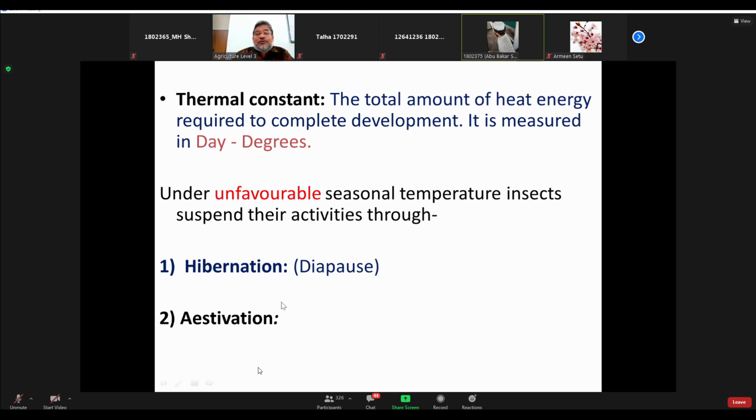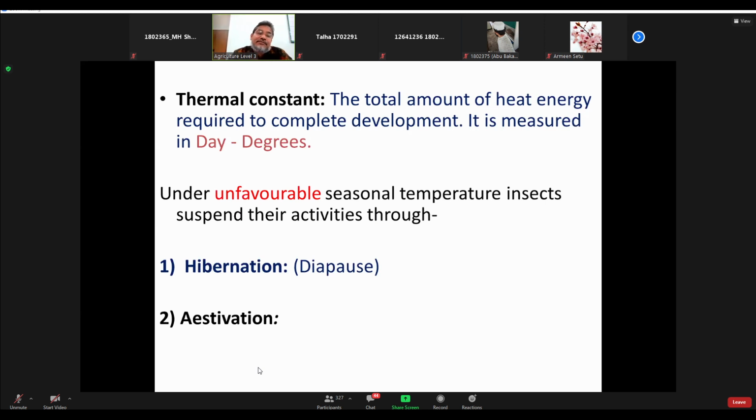So what are the temperature ranges in case of hibernation and estivation? The normal zone, I told you, 10 to 35 degrees is the normal zone. Below 10 degrees centigrade, or for some insects it can be below 15 degrees, it depends on species to species. In general, I told you around 10 to 35.